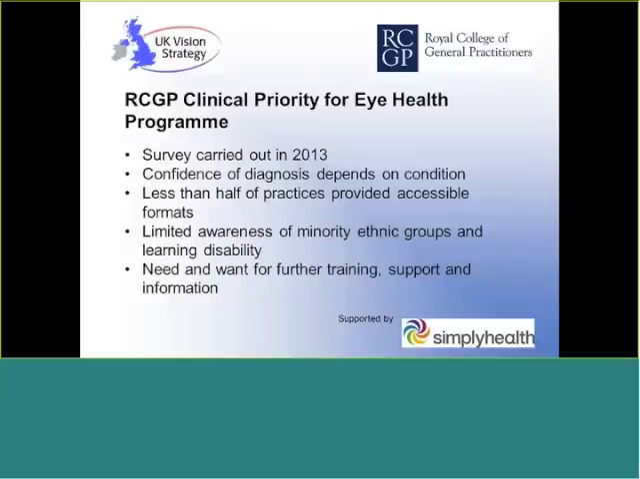We also looked at what sort of services practices offered their patients, and less than half of practices surveyed provided information in accessible format to patients. So, for example, providing information in large font wasn't really something that we found practices were providing in all cases where patients needed that. We also found that amongst general practitioners and practice staff there was limited awareness of issues affecting minority groups and patients with learning disability.